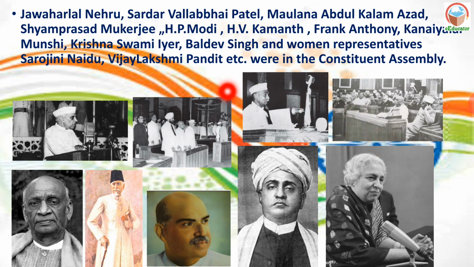The list is a long one. So there were 385 members in the Constituent Assembly, and they were from different parts of our country. They belonged to different religions, castes and creeds. Okay, so remember some of these names.